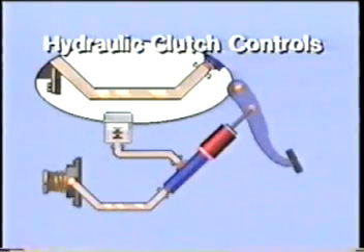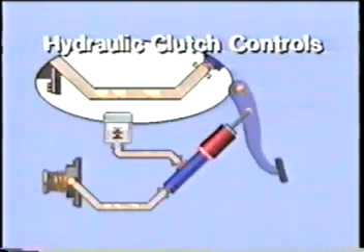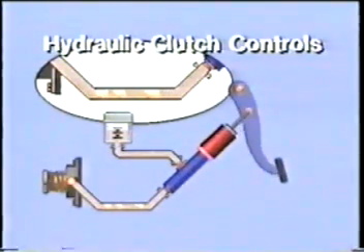If there's air in the hydraulic lines, pressure from the clutch pedal compresses the air instead of forcing the fluid into the slave cylinder. The clutch may only partially disengage, depending on how much air is in the hydraulic lines. Either of these problems can prevent the clutch from fully disengaging when the pedal is depressed.